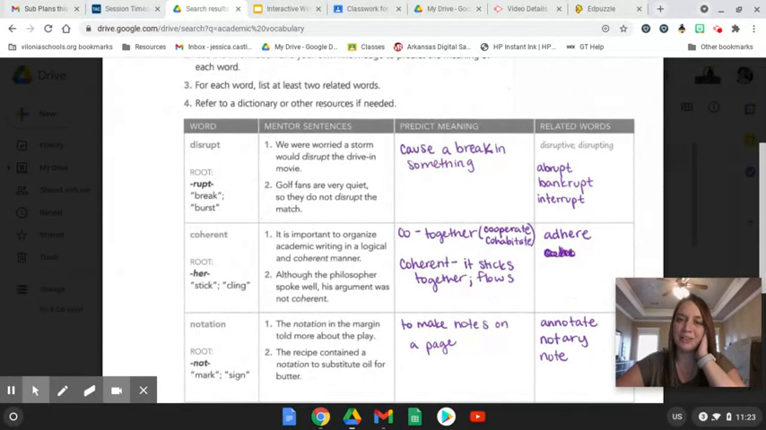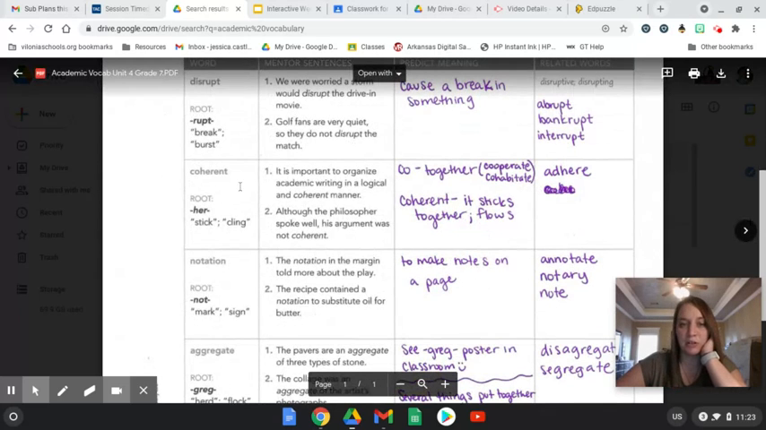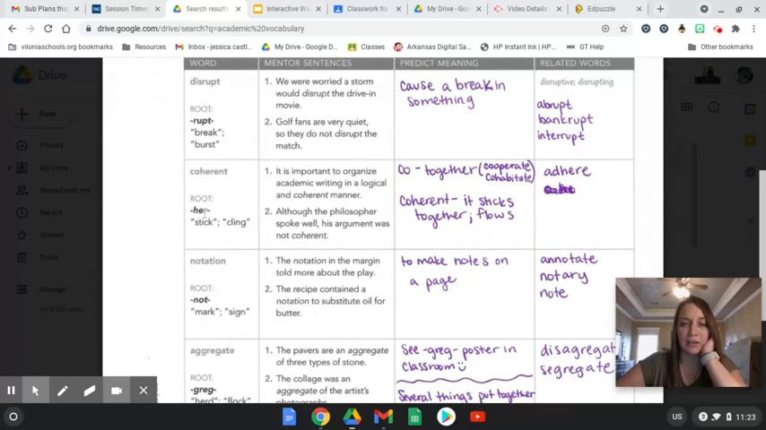So, by the way, you're going to have questions to the right since this is an Edpuzzle, so just answer them as they come up. Our next one is coherent. The root is here, which is to stick or to cling.